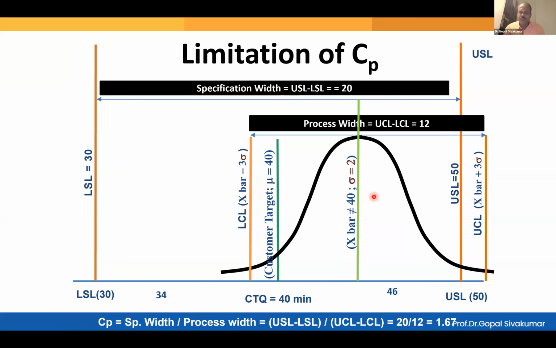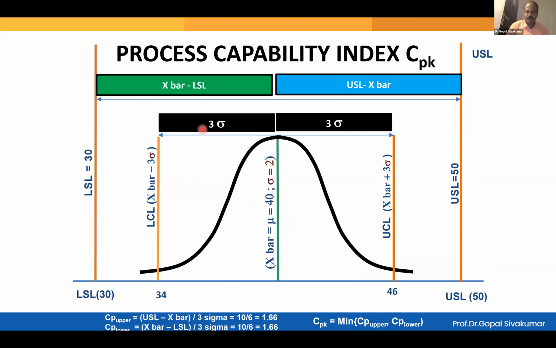And over and above, we also understood the process can shift either to the right or left. So the shifted process we have seen. So now we realize CP is not a correct indicator of process capability whenever your process undergoes a shift. So whenever your process undergoes a shift, you must use CPK. Because CP has got a limitation, because CP doesn't understand whether the process is centered properly or not. So now we introduce CPK.